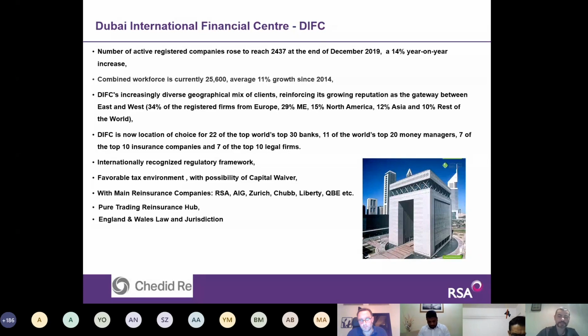It's a branch of the London office. We have the capacity of London, the rating of London, and the stamp of London. So we are making it closer.